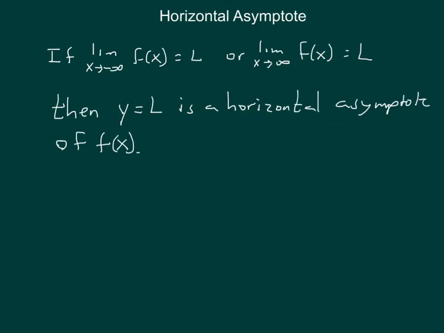Now we already kind of alluded to this, that limit actually does have a name. If the limit as x approaches negative infinity of f of x equals L, or the limit as x approaches positive infinity of f of x equals L, then we say y equals L is a horizontal asymptote of f of x. So if that limit does exist, then I know that's going to be my horizontal asymptote.